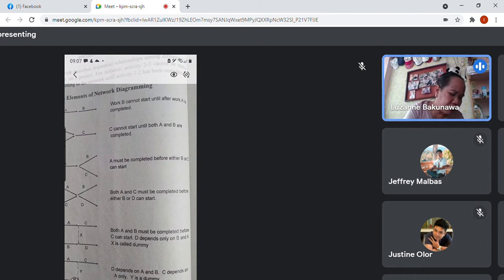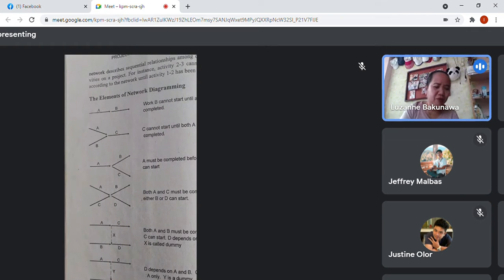D depends only on B, and A depends on X. It depends only on A and B. X is the dummy. It depends on X.